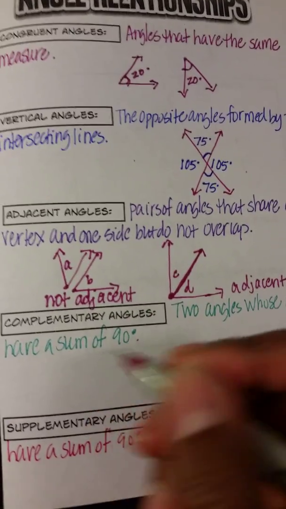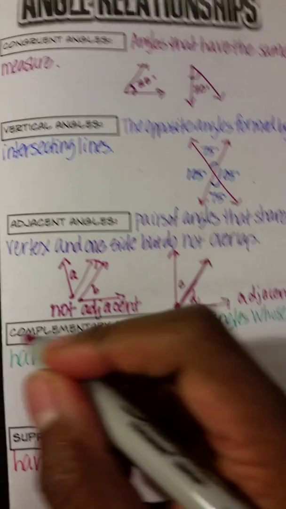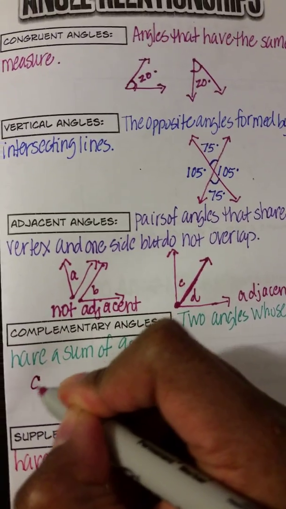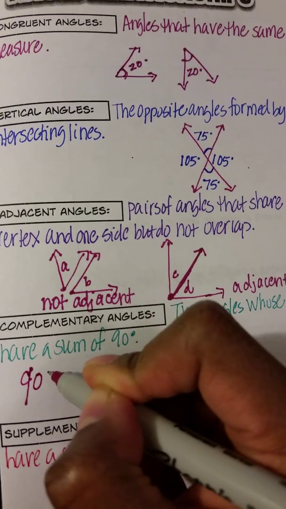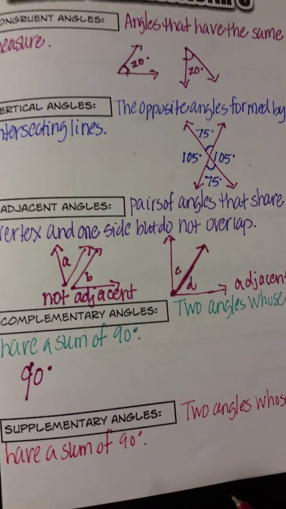I also have them remember that if you take that C and write it down and draw a line, it forms a 9. So it'll be 90 degrees.